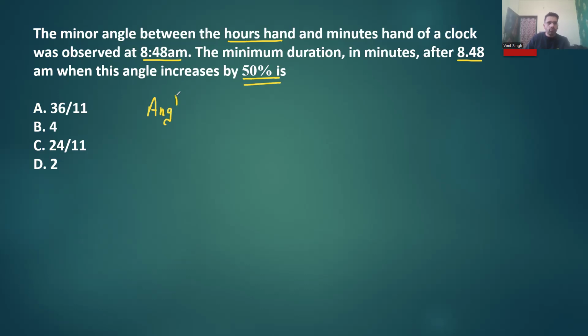So we know the formula of the angle: hours into 30 minus 11 by 2 into minutes. Now this is in mod form. Hours is given as 8, so 8 into 30 minus 11 by 2 into minutes. Minutes is given as 48, sorry.